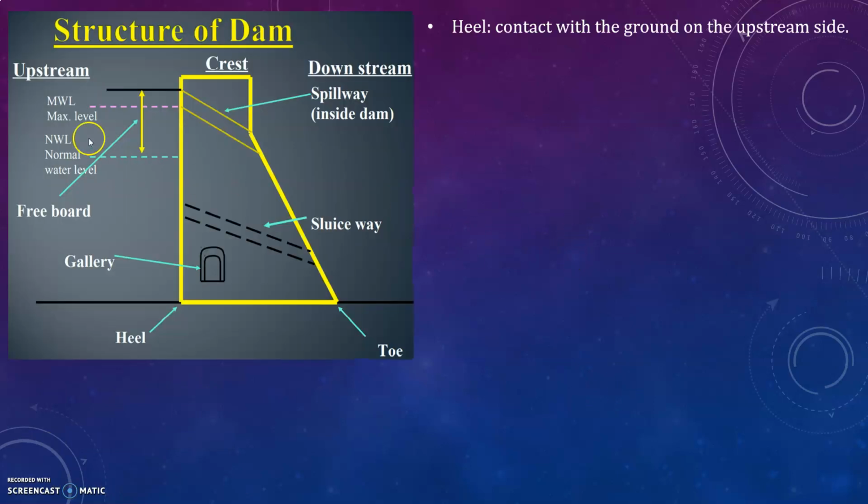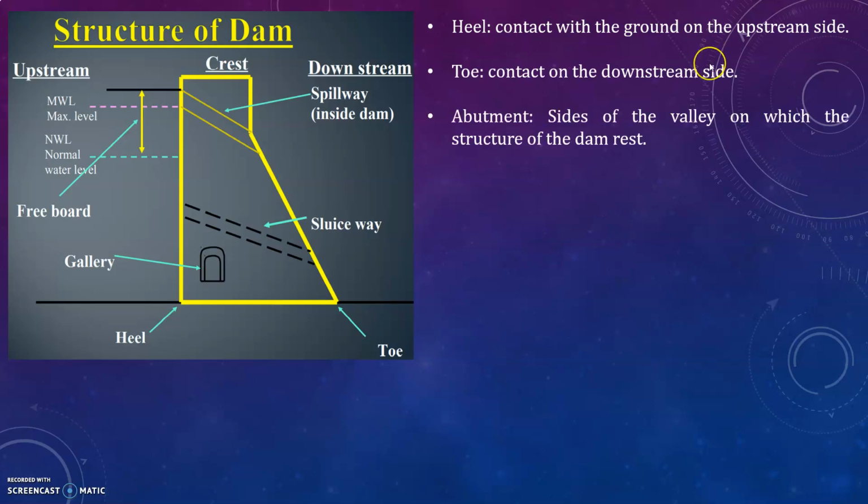Structure of the dam, you can see here, this is the upstream and this is the downstream. Here, this is the crest of the dam and this is a spillway inside the dam, and sluiceway. This is the toe and this is the heel. This is a gallery and this is a free pond. Maximum water level, normal water level. Heel is nothing but the contact with the ground on the upstream side. Toe, contact on the downstream side.